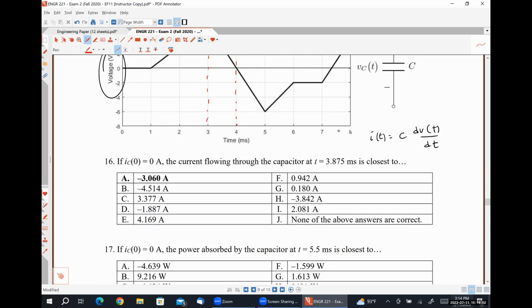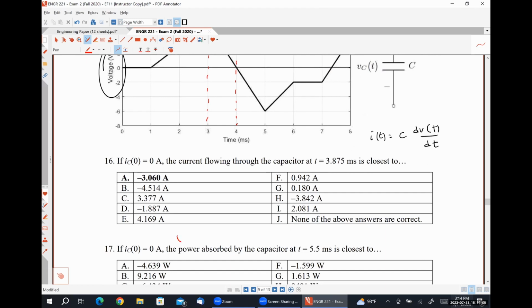Okay. So just to be clear, that was 510 times 10 to the minus 6, where a farad is an amp second per volt, times 0 volts minus 6 volts divided by 4 milliseconds minus 3 milliseconds, which gives me negative 3.060 amps. For number 17, I'm asking you for the power.